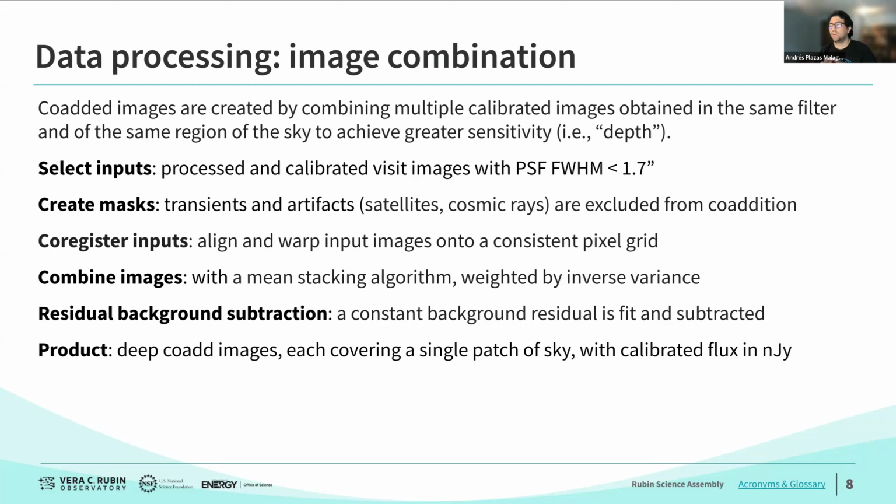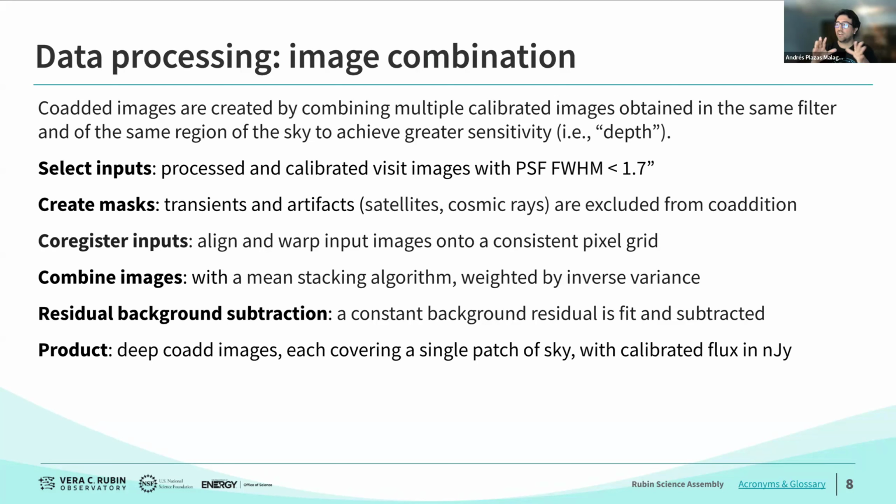Then we do a co-registration of these inputs. So we align all these inputs and we warp them into a consistent pixel grid. And we combine the images with a stacking algorithm, a mean stacking algorithm that is weighted by an inverse variance. We do a residual background subtraction, in which a constant background residual is fit and subtracted, and we end up with these deep coadd images.